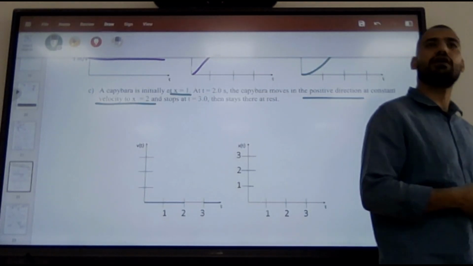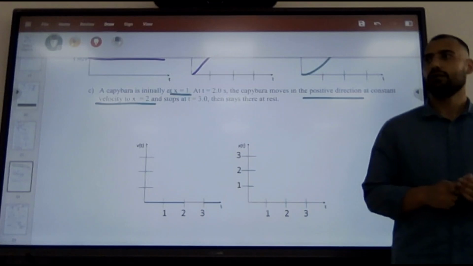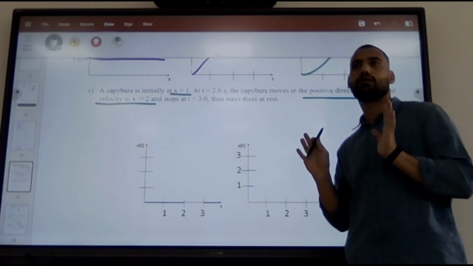Simple. Don't confuse yourself. Whatever you understand, try to plot.